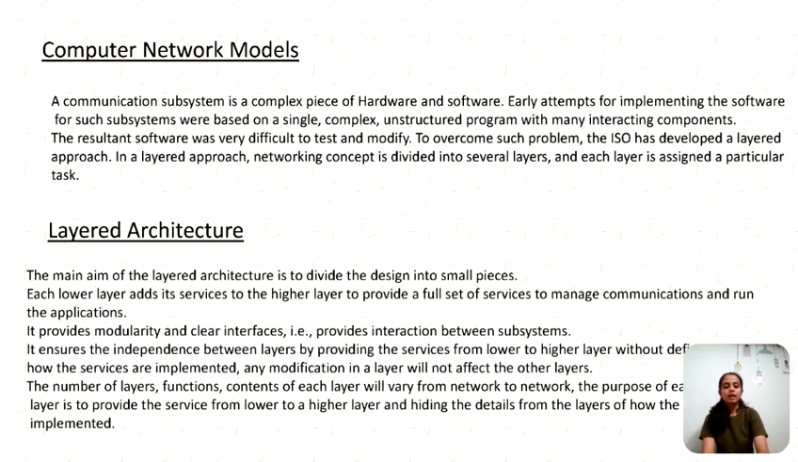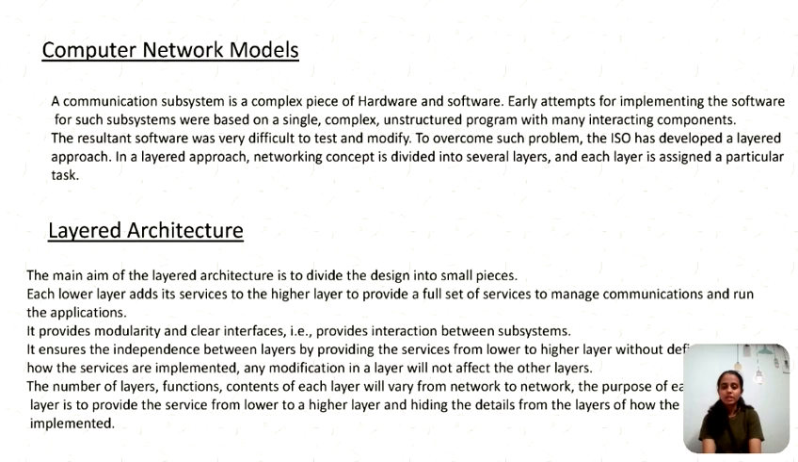Now we'll see what is layered architecture. The main aim of the layered architecture is to divide the design into small pieces. Each lower layer adds its services to the higher layer to provide a full set of services to manage communication and run the application. It provides modularity and clear interfaces, that is, interaction between subsystems. It ensures the independence between layers by providing the services from lower to higher layer without defining how the services are implemented. Any modification in a layer will not affect the other layers.